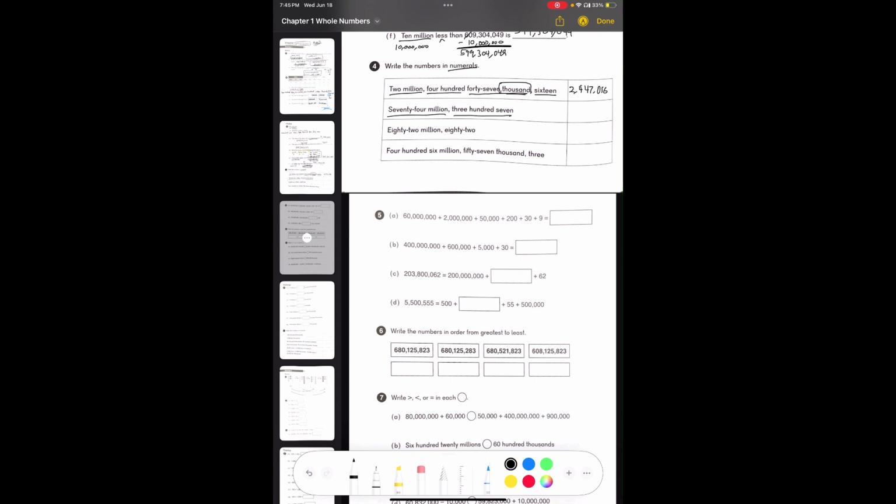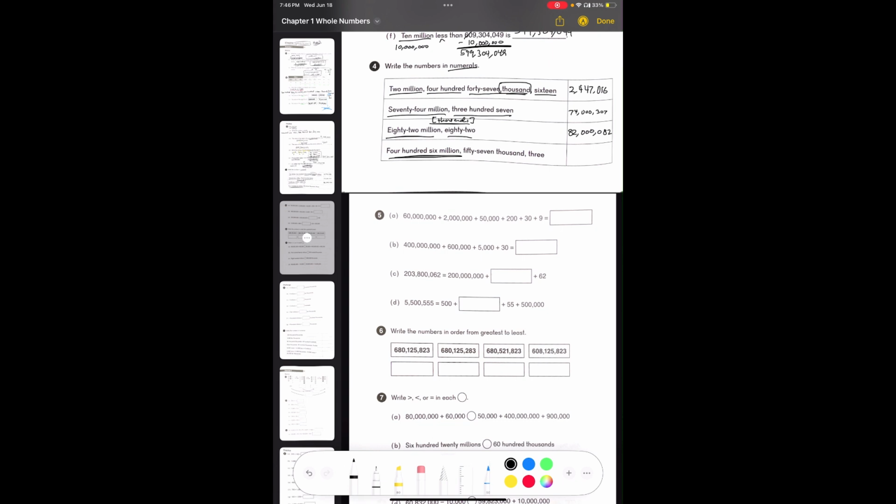307. So 74 million, but you don't have a thousands place. There's no thousands. So anything in this middle area is just going to be all zeros. And then you have 307. 82 million, 82. This is exactly the same thing. You're just going to write 82, 0, 0, 0, 0, 8, 2, since there is no thousands.